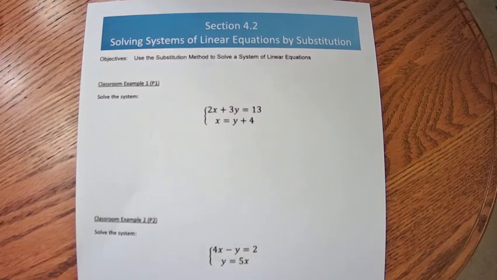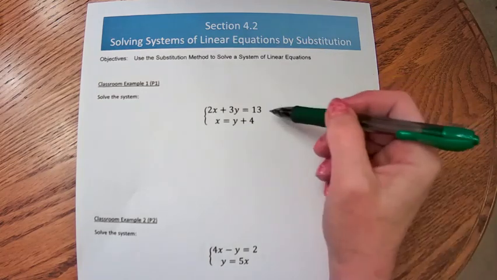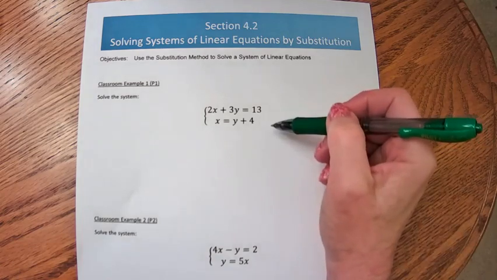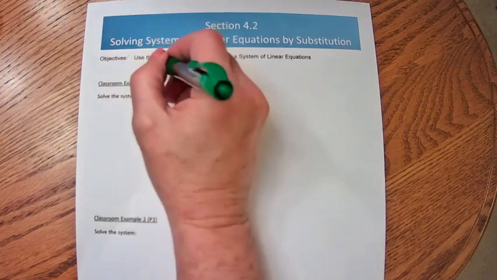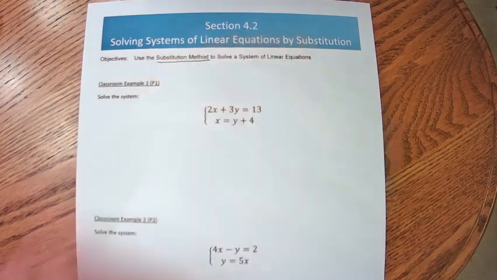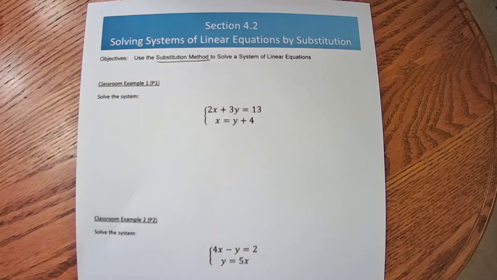So in section 4.1, we solved systems of equations by graphing and finding the point that the equations had in common. In section 4.2, we're going to solve systems using what's called the substitution method. In other words, we're going to see if we can rewrite one of the equations for one of the variables and then substitute that back into our system.